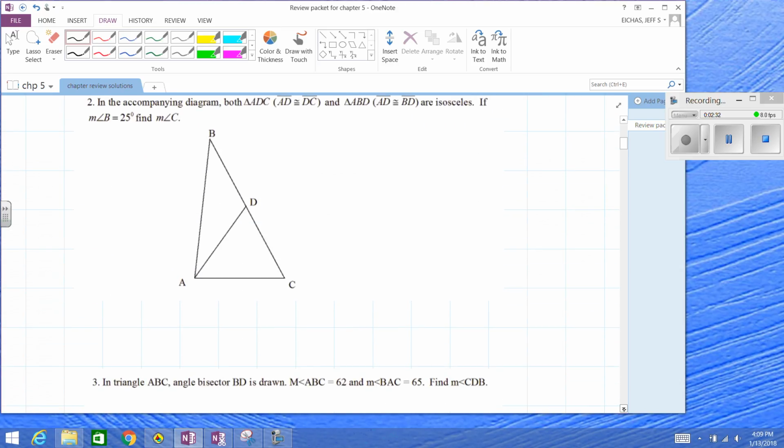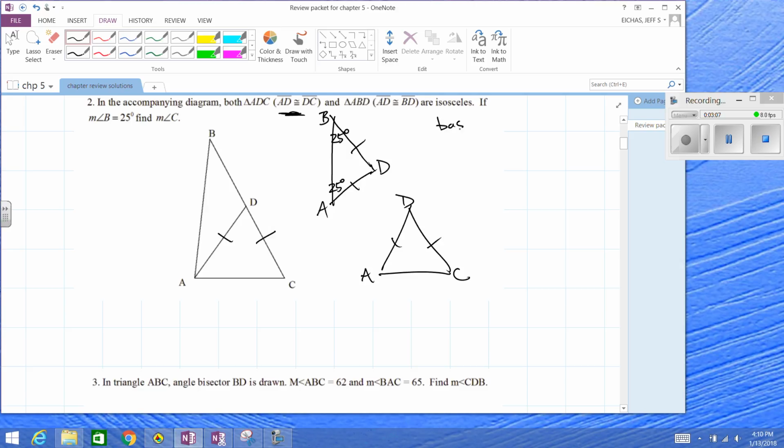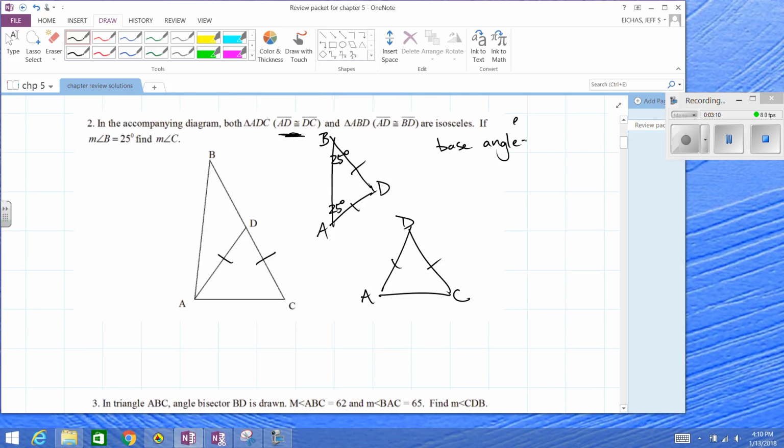Okay, next one, AD is congruent to DC. All right, so that makes this triangle isosceles. Okay, so ADC is going to be one isosceles triangle. ABD is another one. When there are overlapping triangles, I tend to think it's easier to separate them. Now, the measure of angle B is 25 degrees. Using base angles theorem, on this triangle only, it doesn't apply to both triangles, this is also 25.